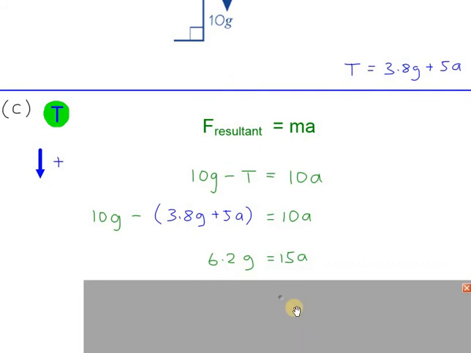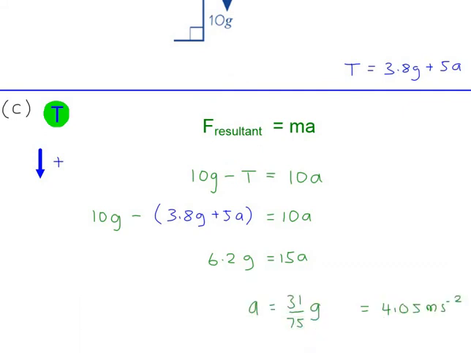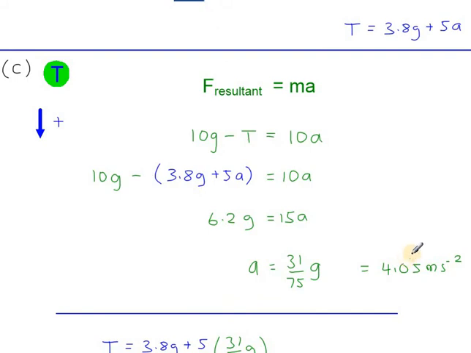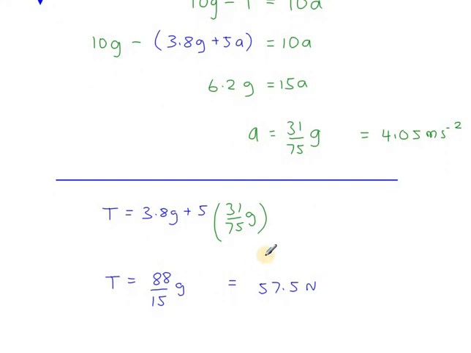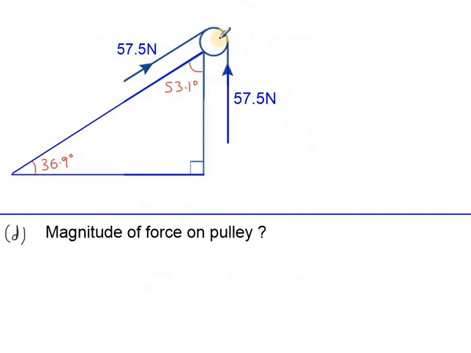We simplify, and then we can work out the acceleration. In terms of g, that's the exact value, or we can say 4.05 meters per second squared. And we can substitute this value back in here to work out the tension in the string. It's 57.5 newtons. So looking at the pulley and the string on each side, the tension is 57.5 newtons.